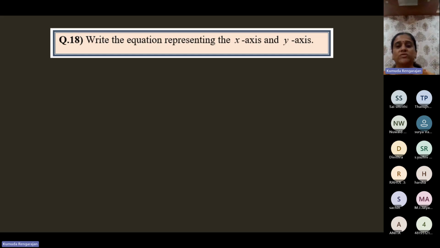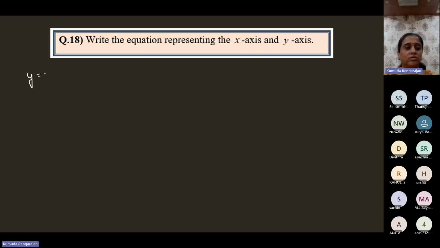What is the equation of the x-axis? Miss, x is equal to 0 and y is equal to 0. No, I asked only one question. What is the equation of the x-axis? y is equal to 0. y is equal to 0 is the equation of the x-axis. And what's the equation of the y-axis? x is equal to 0.